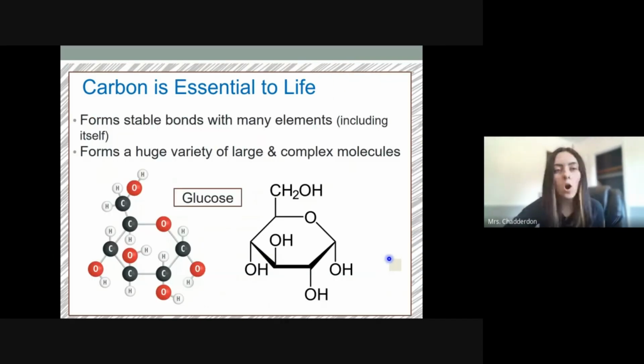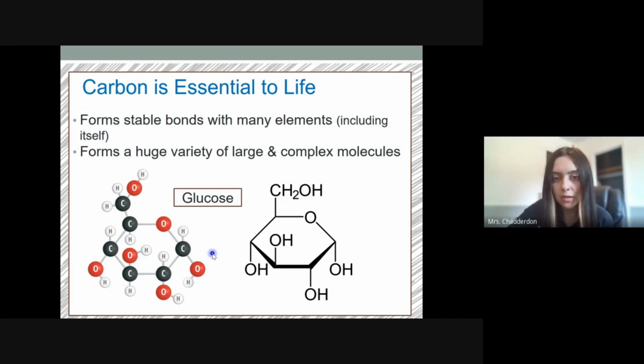Now, let's start with carbon, because carbon is essential to life on Earth. It forms stable bonds with many elements, including itself. So it forms a huge variety of small to large and very complex molecules. One molecule here is glucose. Glucose is essentially sugar. It's a sugar that plants use for energy. We have a picture on the left that shows the chemical structure of glucose. You can see the black is carbon, red is oxygen, white is hydrogen. Those are elements that are bonded together to make glucose.